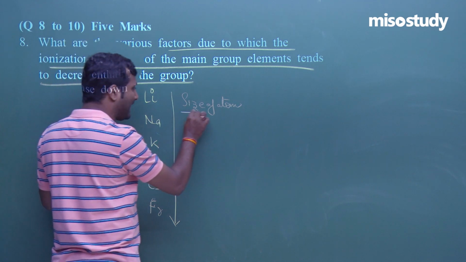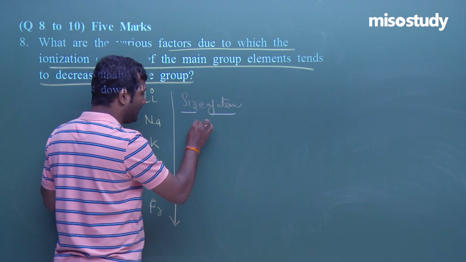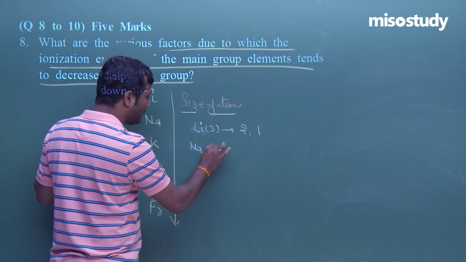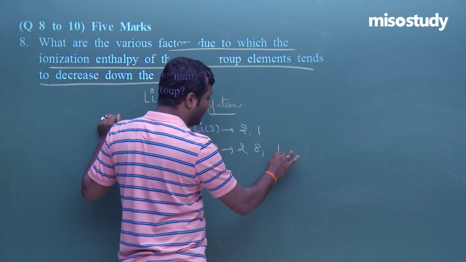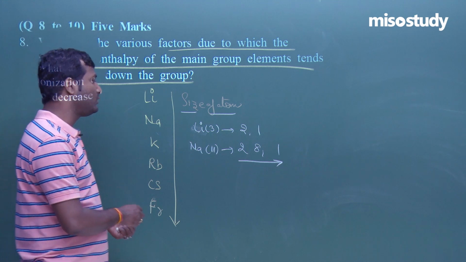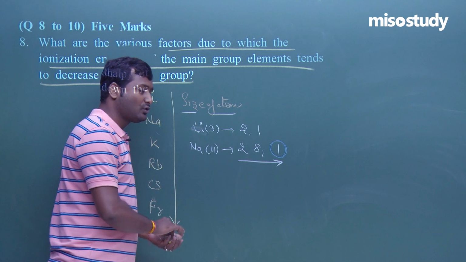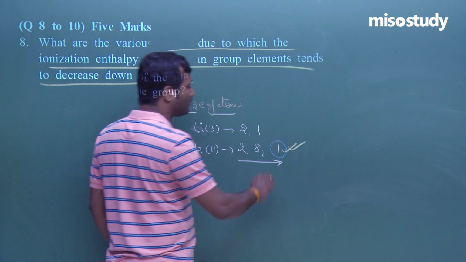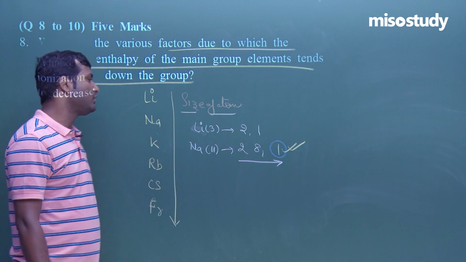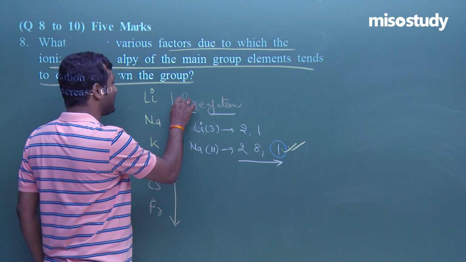If the size of the atom increases, for lithium the atomic number is 3, we can write 2 and 1. For sodium the atomic number is 11, it can be written 2, 8, 1. That is, the distance from the nucleus increases. If the distance from the nucleus increases, then they feel less attraction. So we can easily remove the outermost electron. If easily removed, then it requires less energy. So down the group the ionization energy decreases. First one is the size of the atom.